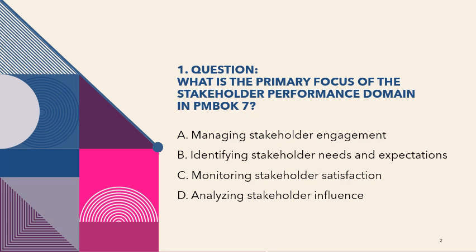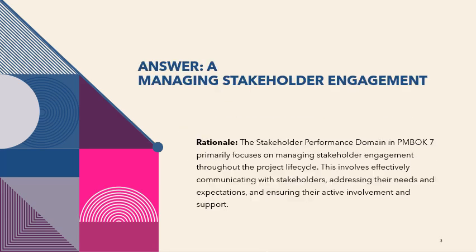What's the primary focus of the Stakeholder Performance Domain in PMBOK 7? A, managing stakeholder engagement. B, identifying stakeholder needs and expectations. C, monitoring stakeholder satisfaction. Or D, analyzing stakeholder influence. While all of the choices on the previous page were parts of the Stakeholder Performance Domain, managing stakeholder engagement is the primary focus in the Stakeholder Performance Domain.